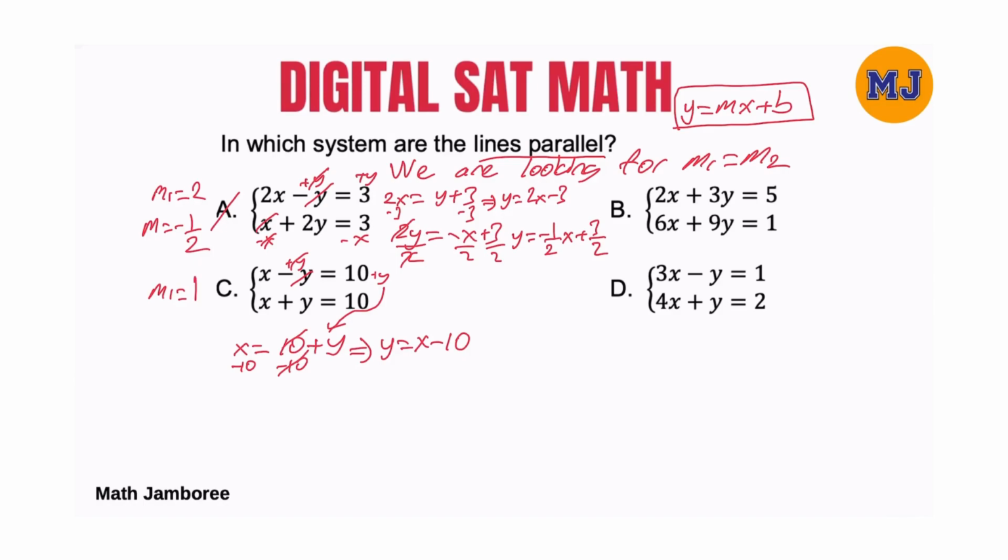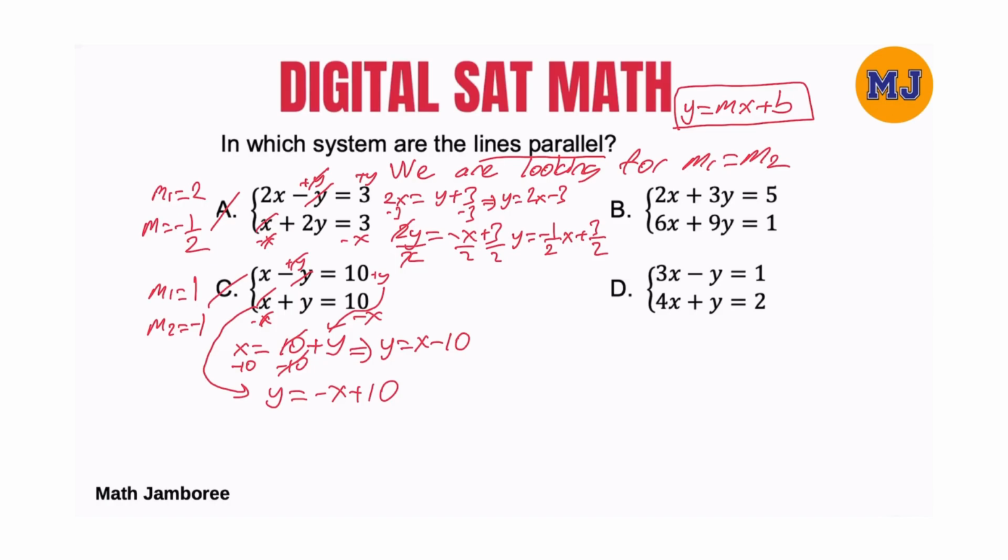For the second one, we will just take away x from both sides of the equation. So I'm going to do it over here. y is equal to negative x plus 10. So the slope for the second one is negative 1. They are not equal. 1 and negative 1 are not equal. Therefore, this is not the answer. So let's continue with choice B.